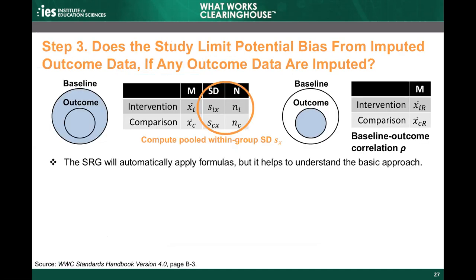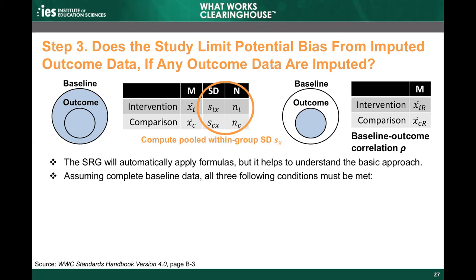Now, what I'm going to do is present some example formulas to help demystify what is going on in this step. Again, the online study review guide will automatically apply these formulas, but I do think it is important to understand the basic approach and have a basic conceptual understanding of the formulas. So I've included the graphical representations and symbols below. The symbols correspond to the same terminology that's used in the WWC appendices, and to the terminology used in the formulas that I'll show you.